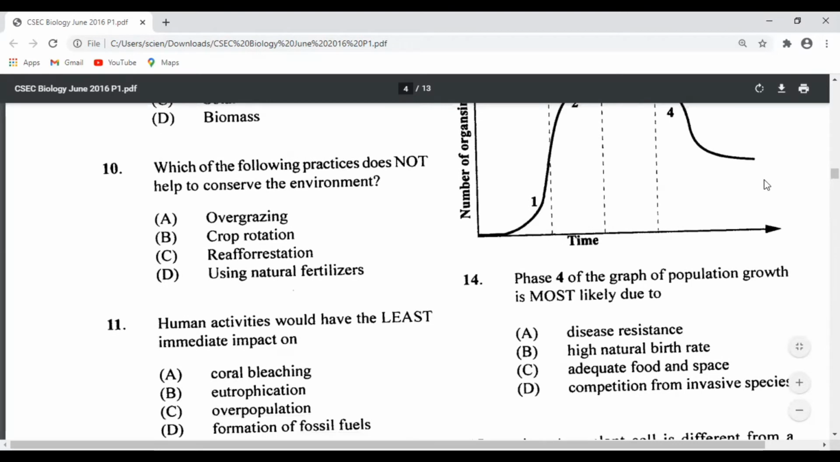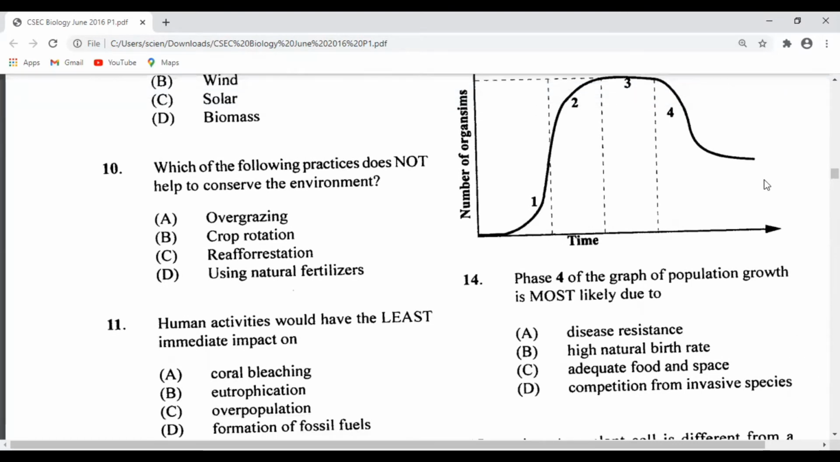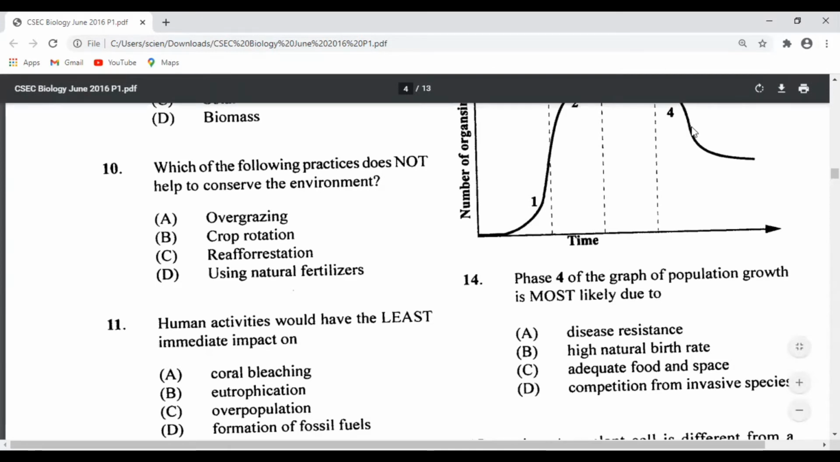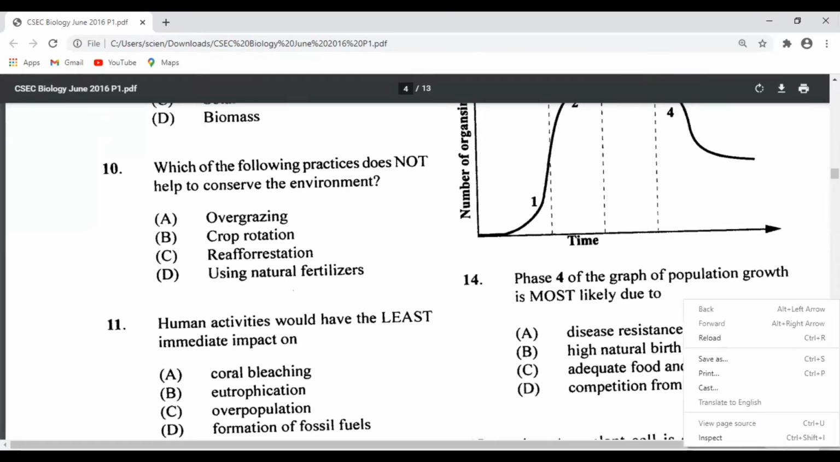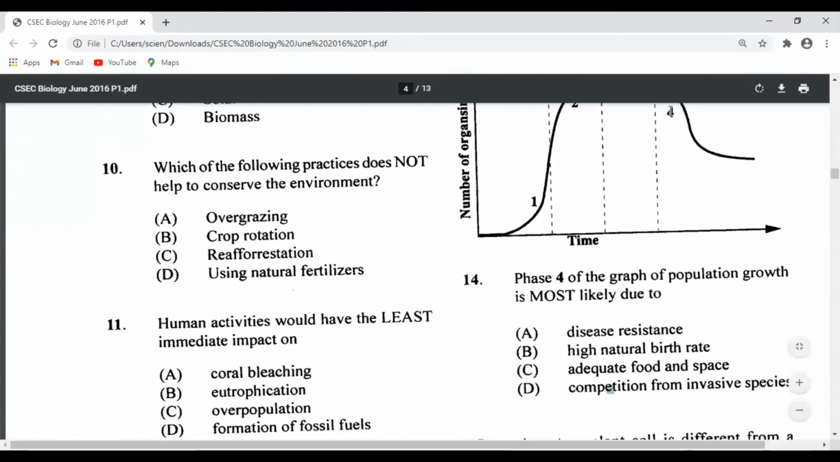All right. So phase 4. A, disease resistance. If it's disease resistant, there would be no decrease in the population, so that's out of it. B, high natural birth rate. If there's a birth rate, it would still be an increase, it wouldn't be decreasing. C, adequate food and space. If there was adequate food and space, then there won't be a decrease here. And then D, competition from invasive species. And D would be the answer because of competition now. The organisms or the animal that was there first, they're dying out.